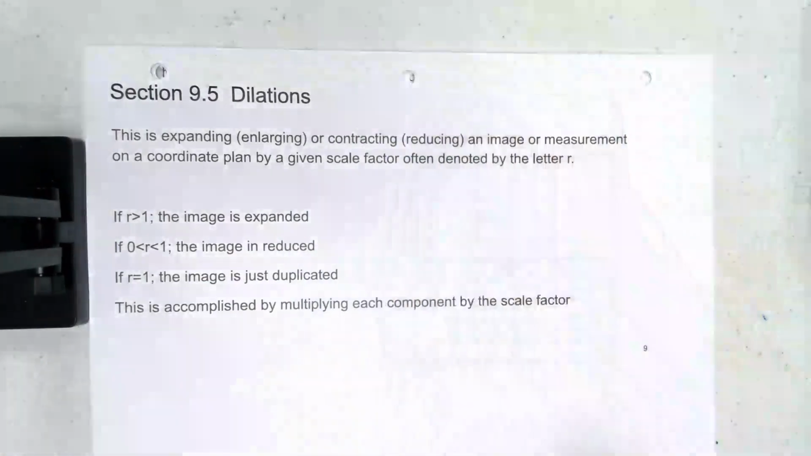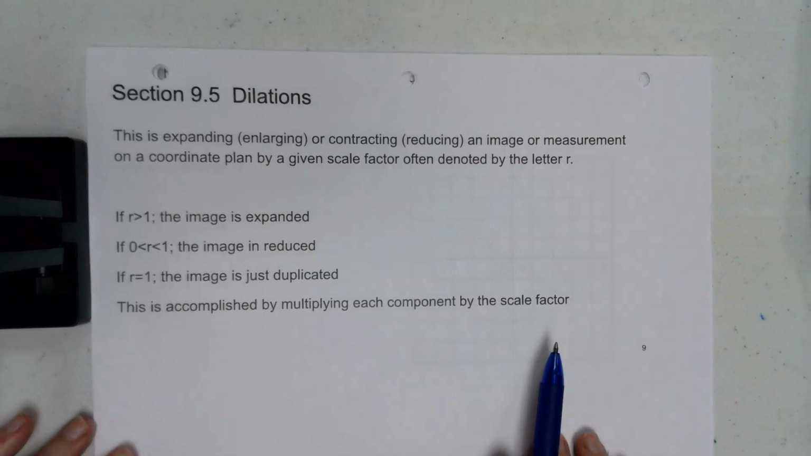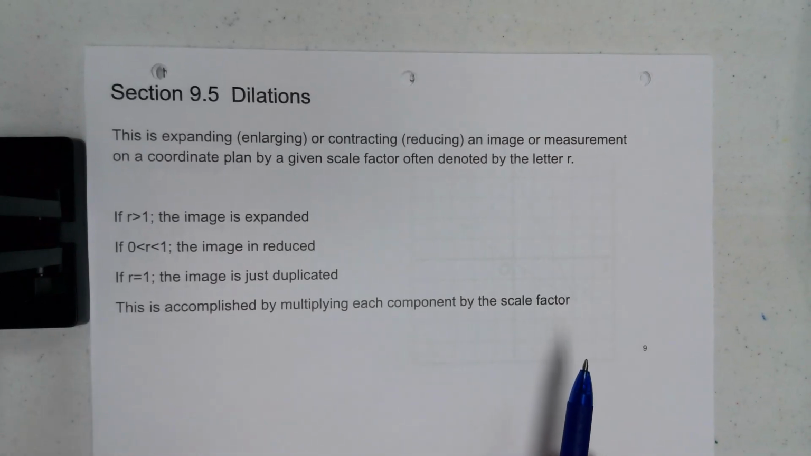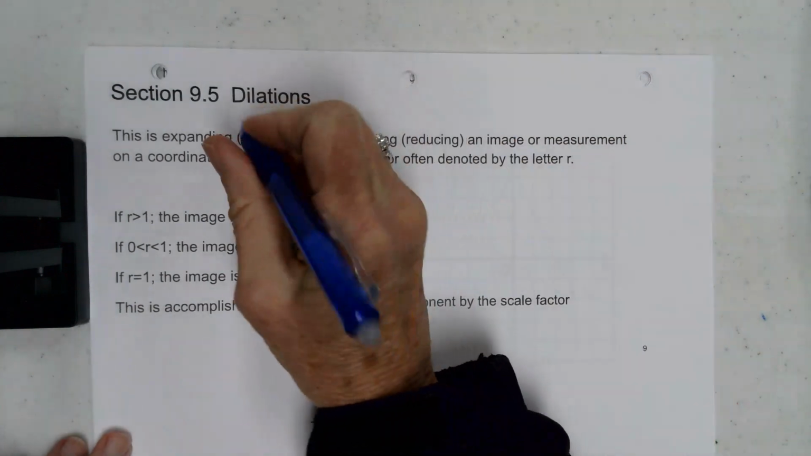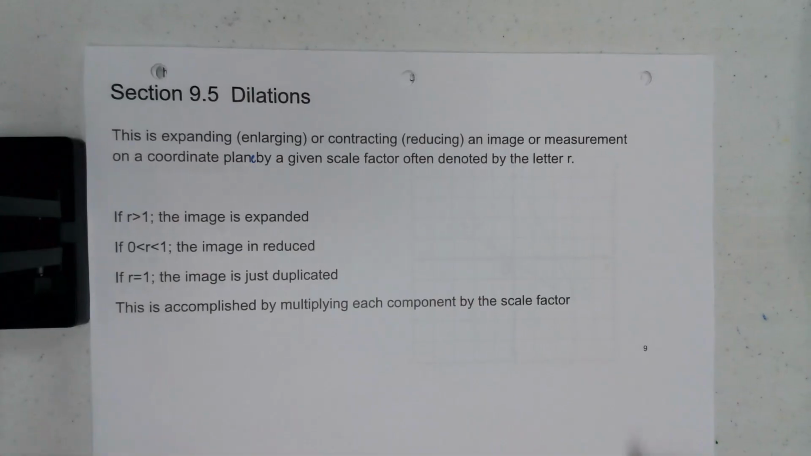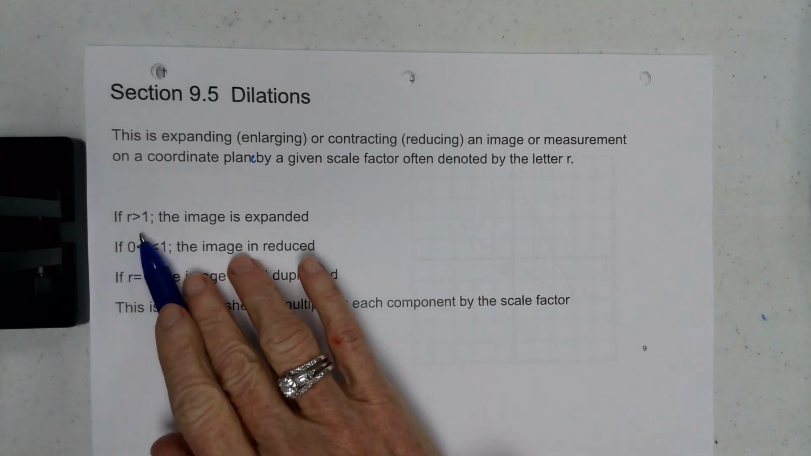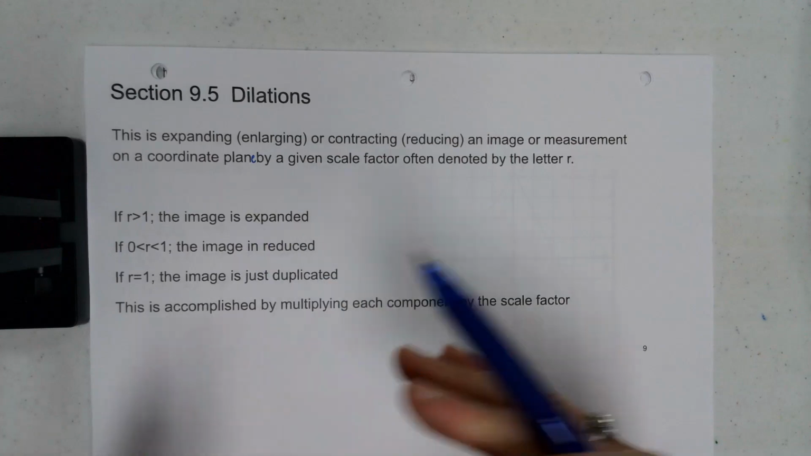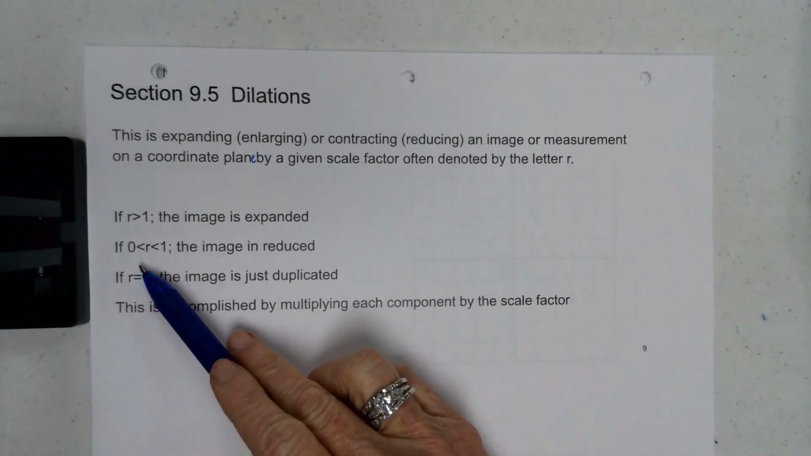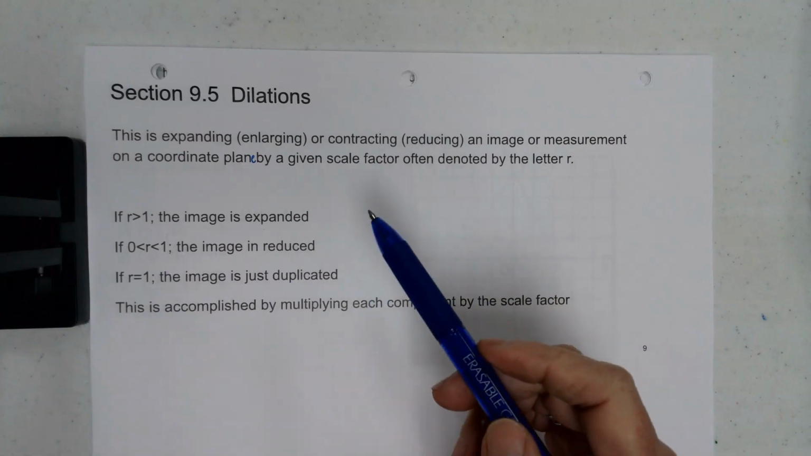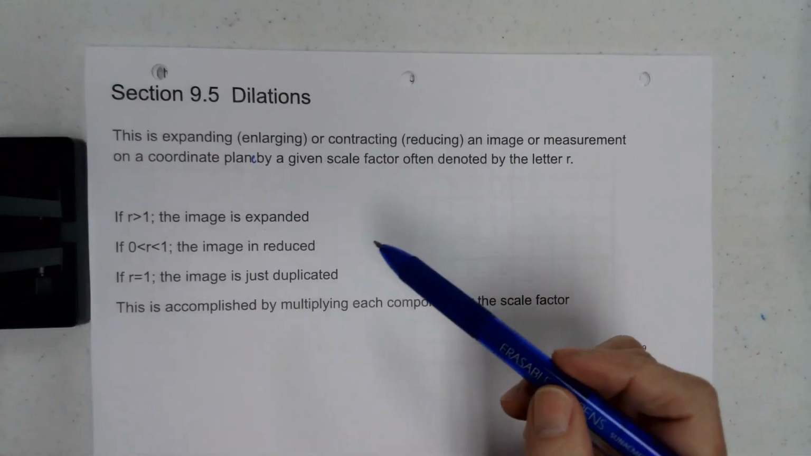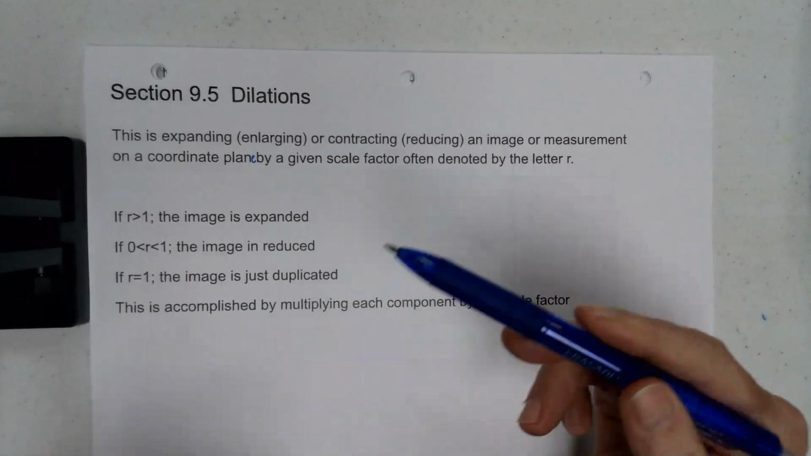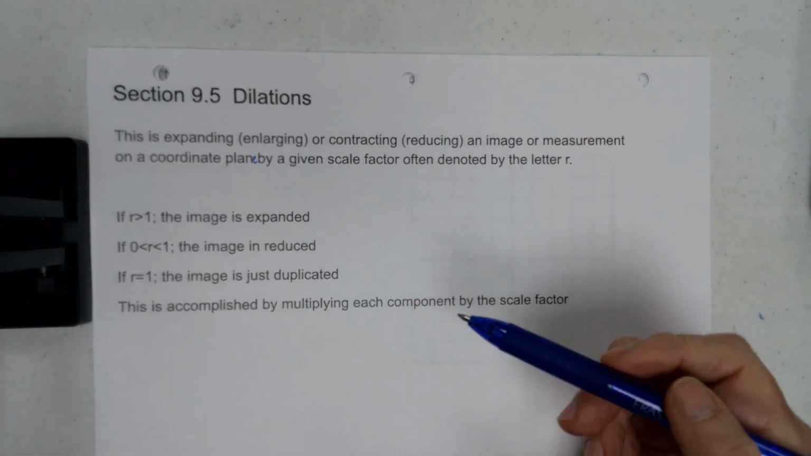Then the fourth kind of transformation we talked about was dilations. Dilation is expanding, which is enlarging, or contracting, which is reducing, an image or measurement on a coordinate plane by a given scale factor, often denoted by the letter R. If R is greater than 1, then the image is expanded, or it gets bigger. If R is greater than 0 and less than 1, then the image is reduced, so this is going to be a fraction. If R is equal to 1, the image is just duplicated, so you have the same image.